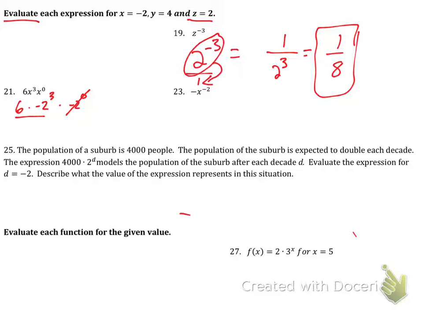So that's negative 2 times negative 2 times negative 2. Negative 2 times negative 2 is a positive 4, times negative 2 is a negative 8. So that'd be 6 times negative 8, and what I'm left with there would be negative 48.